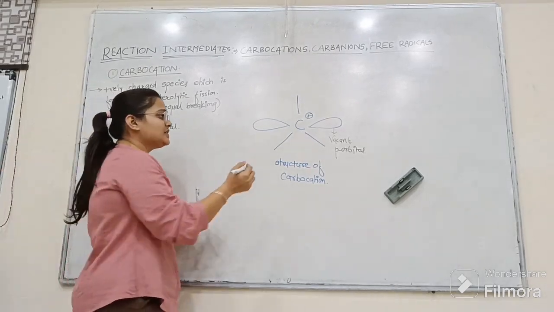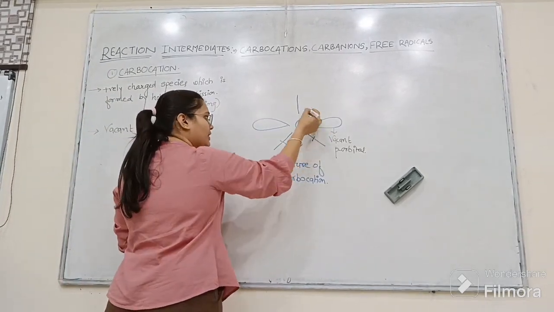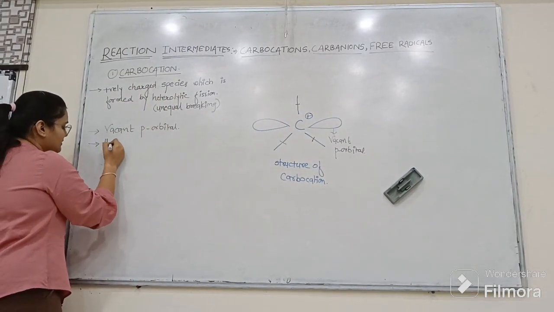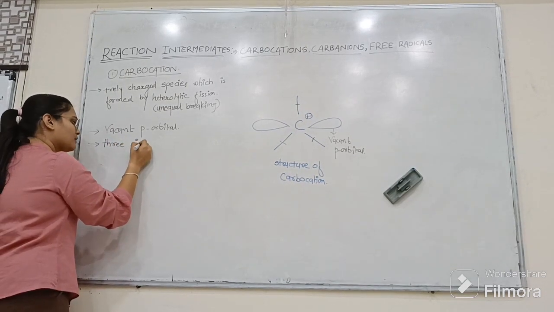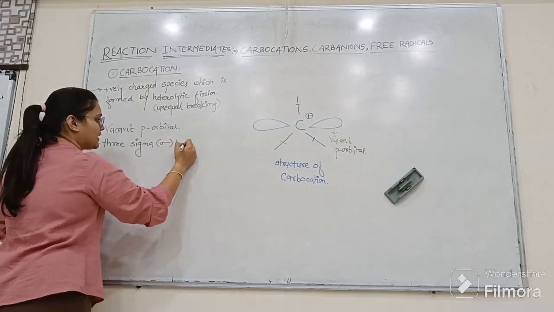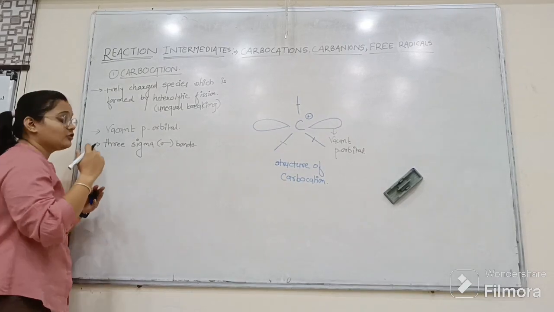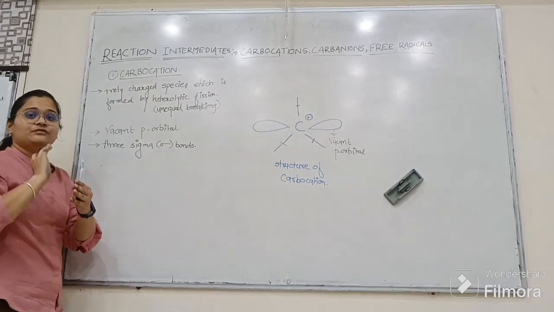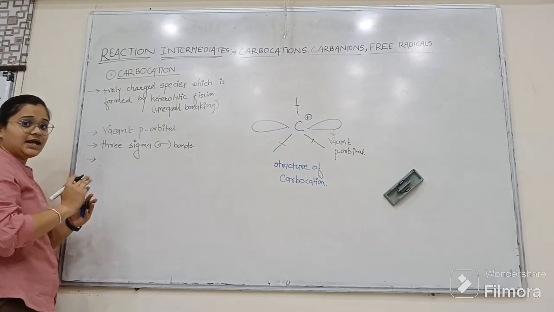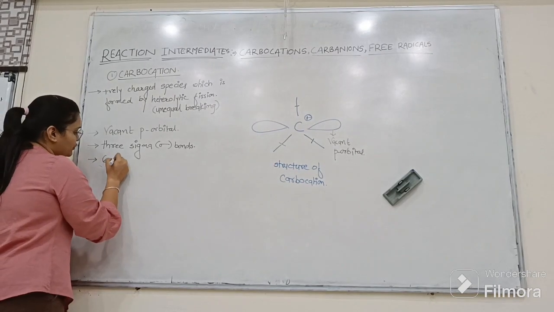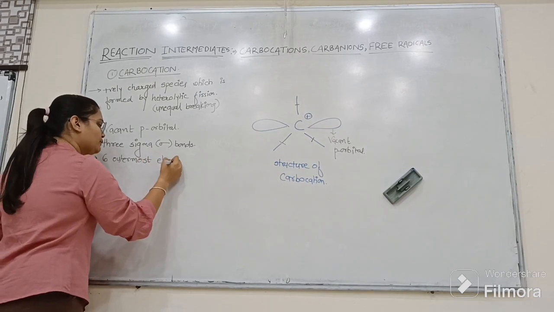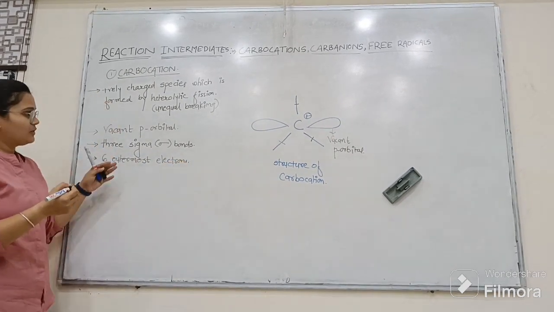Furthermore, I can see it is forming 3 sigma bonds: first one, second one and the third one. So carbocation forms 3 sigma bonds, and sigma is the notation for sigma bond. When there is a formation of 3 sigma bonds, the outermost electrons will be 6. So carbocation consists of 6 outermost electrons. This was about the characteristic features.